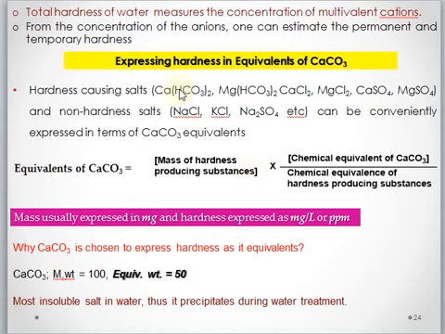For example, let us say I have 100 milligrams per liter concentration of calcium bicarbonate. Okay. So, this value 100 milligrams per liter can be converted into calcium carbonate equivalence using this particular formula. The mass usually is expressed in milligrams and the hardness is expressed usually in milligrams per liter or ppm, which I have already taught you in the last class.